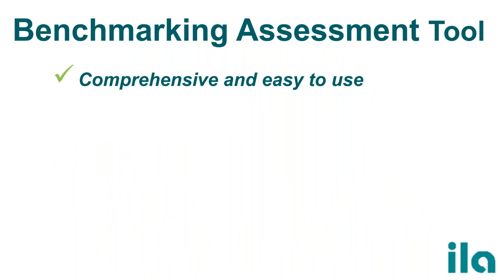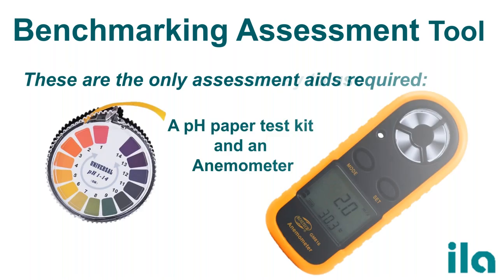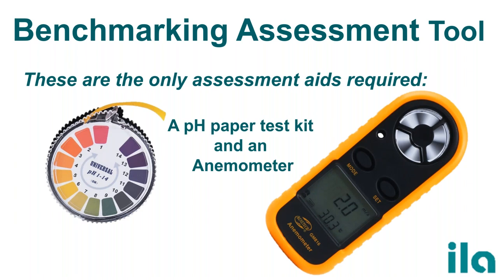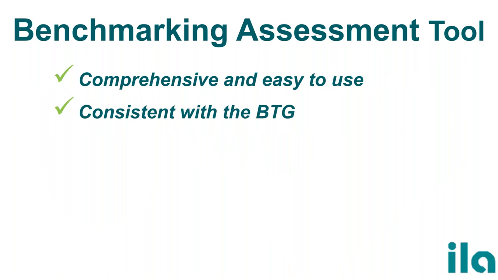So we've developed this benchmarking assessment tool, and we've tried to make it comprehensive and easy to use. The only tools that we need to carry out these assessments are some pH papers to test whether there's any acid contamination, and an anemometer which measures the wind speed. And we use this to assess the ventilation and extraction systems, whether they're working effectively or not. The scheme is entirely consistent with the Basel technical guidelines, and this is the benchmark that we use in this process.